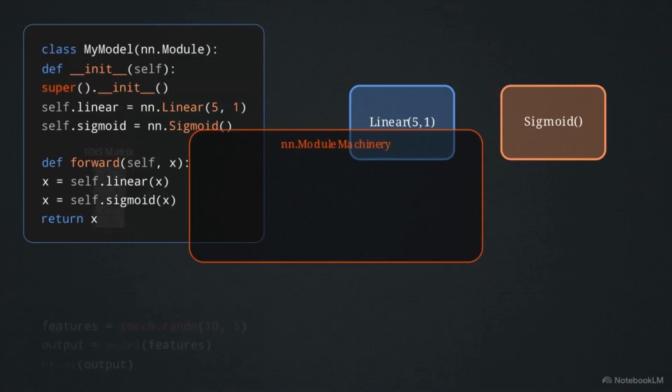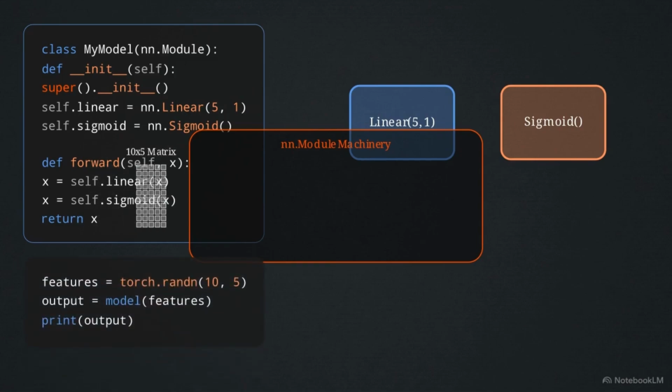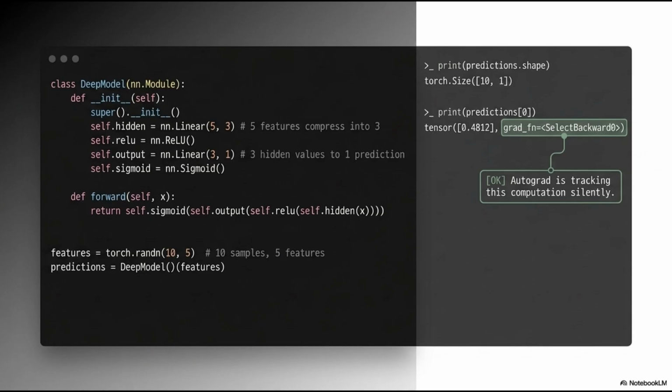Now, let's pass 10 dummy samples through. By typing model(features), PyTorch automatically routes data through the forward pass. Check the output tensor printed below our code. You can see the grad_fn indicator attached to it, confirming Autograd is actively tracking the computation. PyTorch handles the heavy lifting right from line 1.